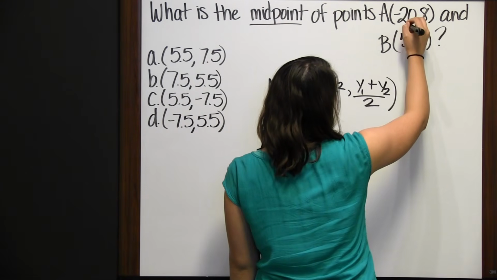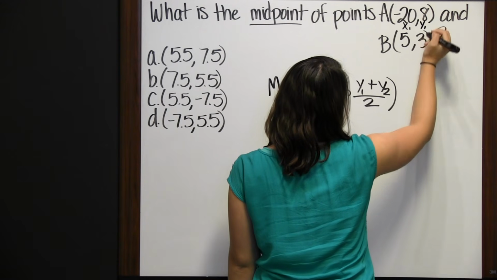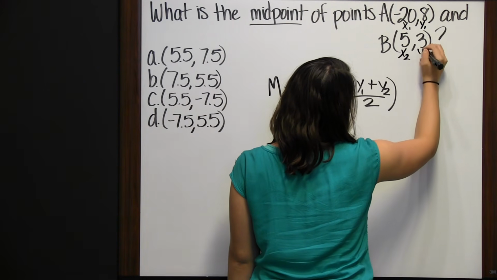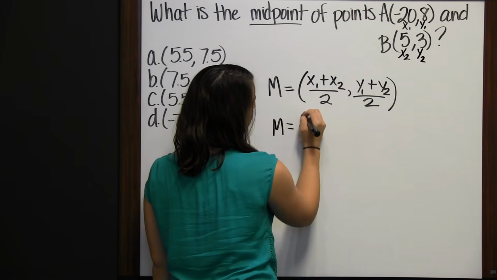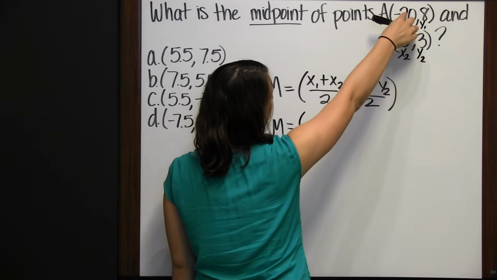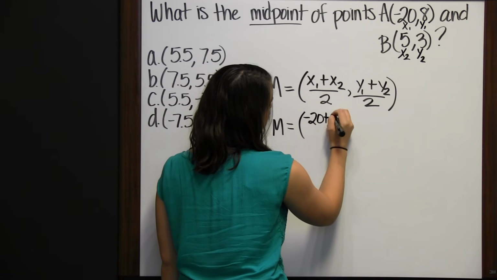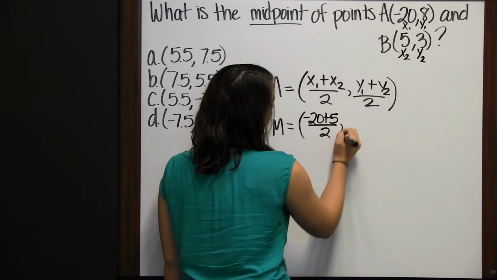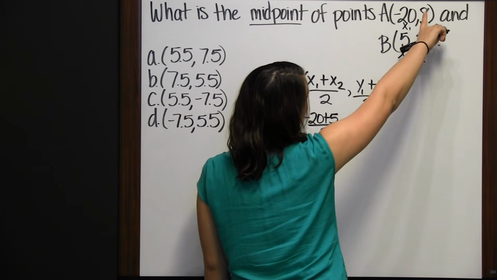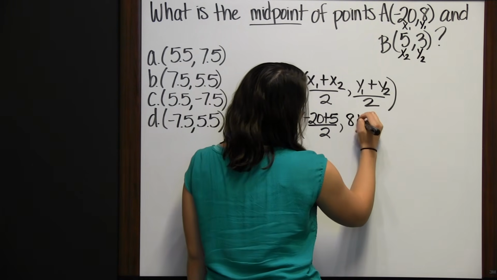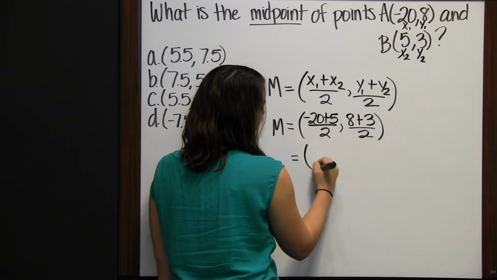Now I'm going to label my ordered pairs x1, y1, and x2, y2, so that I can substitute. My midpoint is x1 is negative 20 and x2 is 5, so negative 20 plus 5 divided by 2. Then I'll add my y's and divide by 2, so 8 plus 3 divided by 2. Now we just need to simplify.